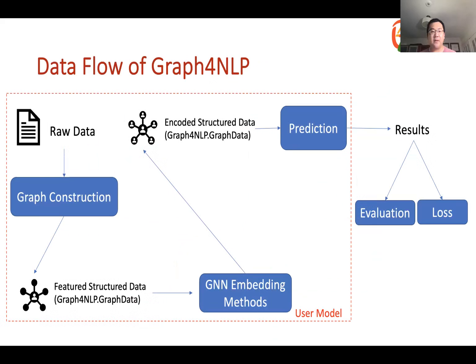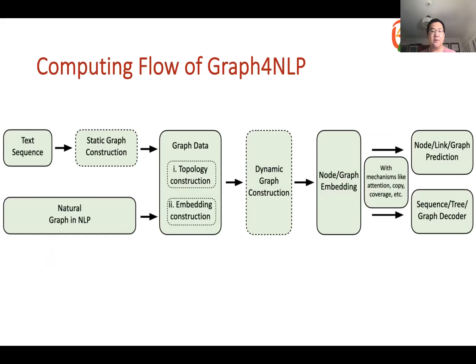So here is our data flow for our Graph4NLP. With the raw data, we can feed the raw data to a graph construction module. The construction module will convert the raw data into our Graph4NLP graph data module. And once we have this data, we will feed that to the graph embedding method, and then we can generate a bunch of node embeddings, and then we can feed that downstream to the prediction module. And based on the result, you can do the evaluation or compute the loss function. This is a basic computing flow for our Graph4NLP.